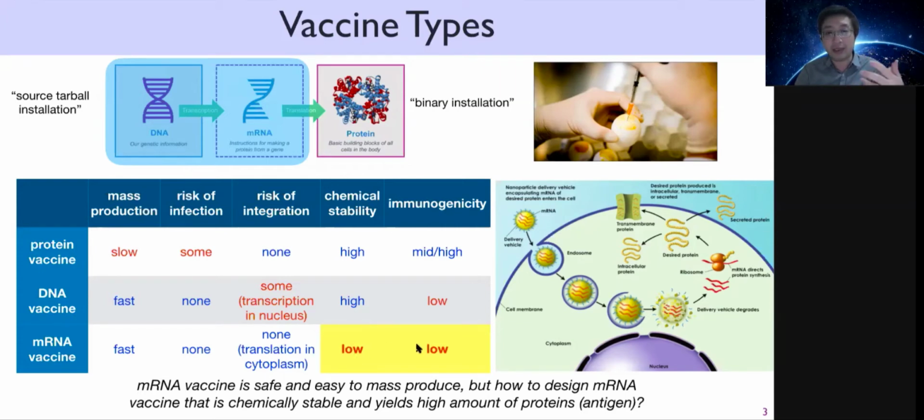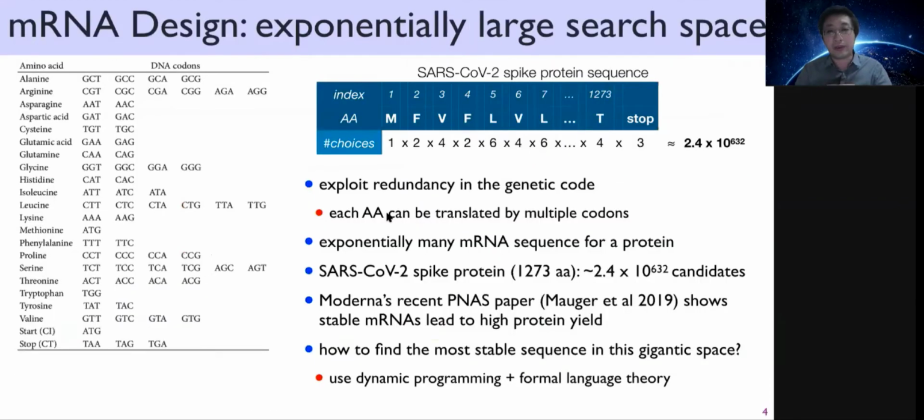So our question is, how do you design more stable mRNA sequences so that we can solve the chemical stability problem? There is a related problem of immunogenicity, that is, how many proteins or antigens you can produce or translate into. We want the more the better. So we want both stable and high protein yield. That's the goal of our talk, and let's look at this problem a little bit more in detail.